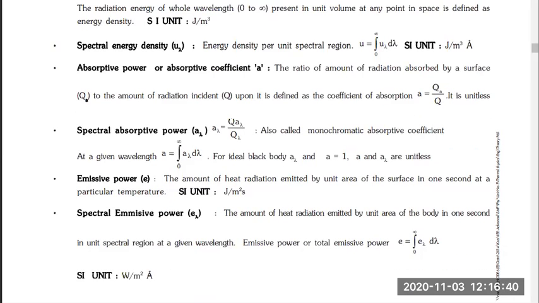If you solve one problem, then you will understand. Don't worry about that, because this is a very easy formula. You just have to use this formula. Now, when we talk about spectral emission power, it is the same as spectral absorptive power. The only difference is instead of A, we will be using E as a parameter, which is your emissive power. It is E is equal to integration of E lambda d lambda. Okay, got it?